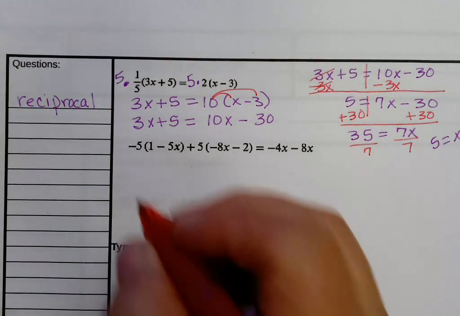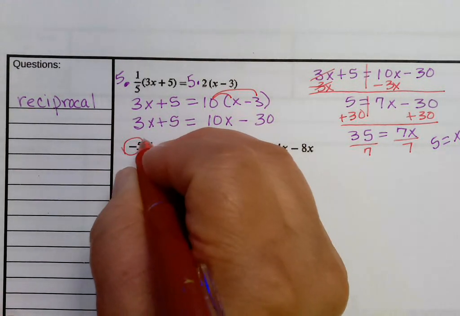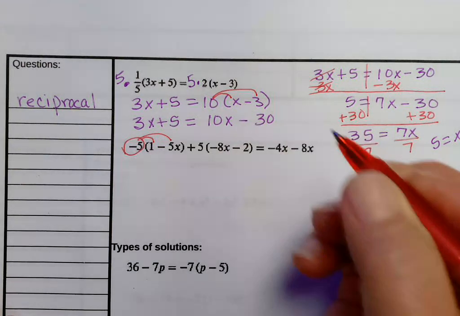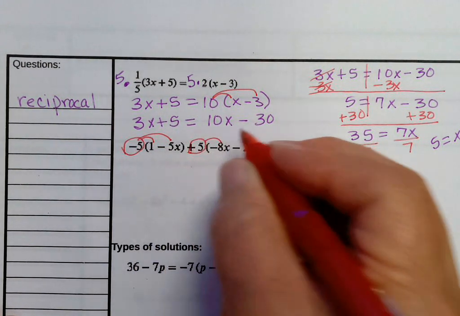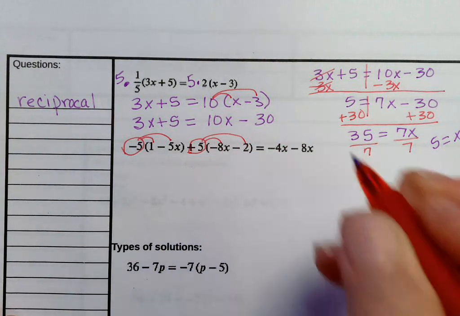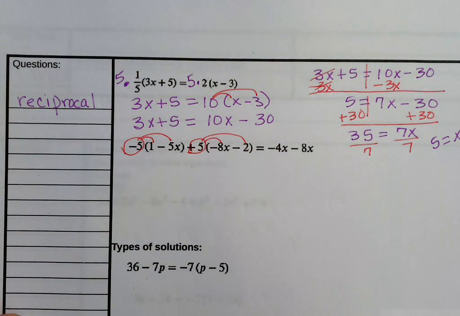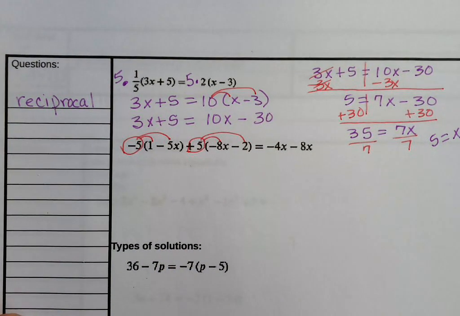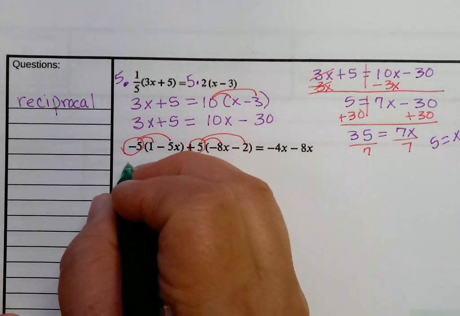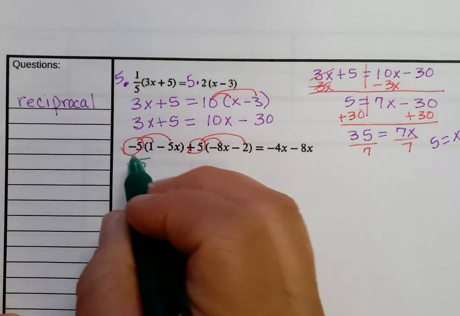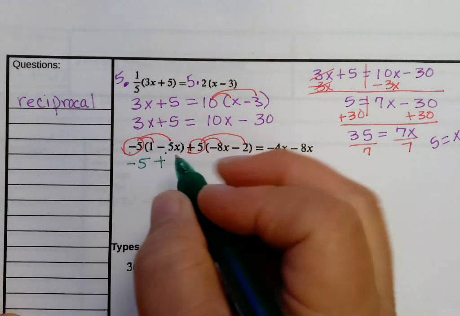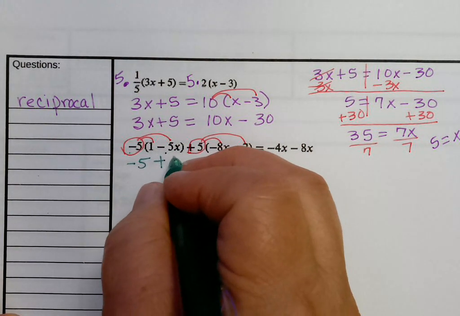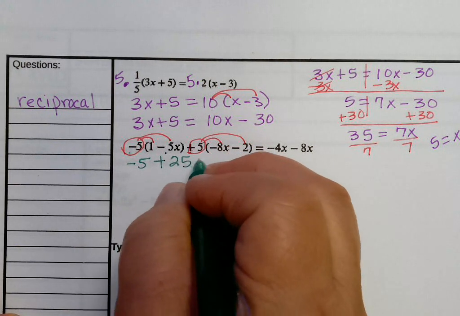Well, I hope you've tried. Negative 5 times 1 and negative 5 times 5x. Positive 5 times negative 8 and times negative 2. Negative 5 times 1 is negative 5. Negative 5 times negative 5x. Negative times negative is a positive. 5 times 5 is 25x.